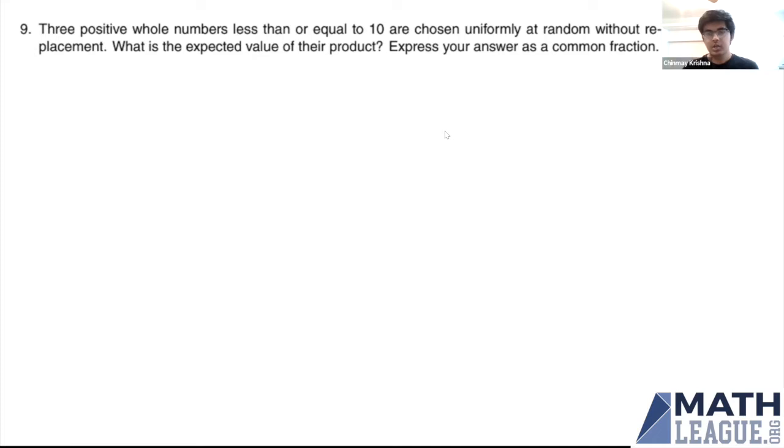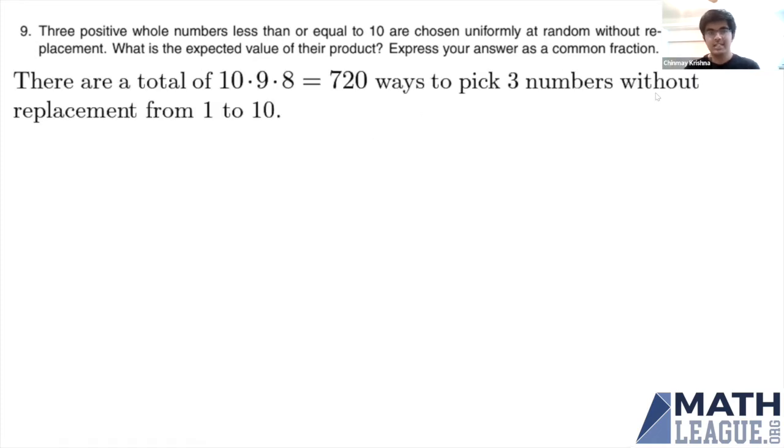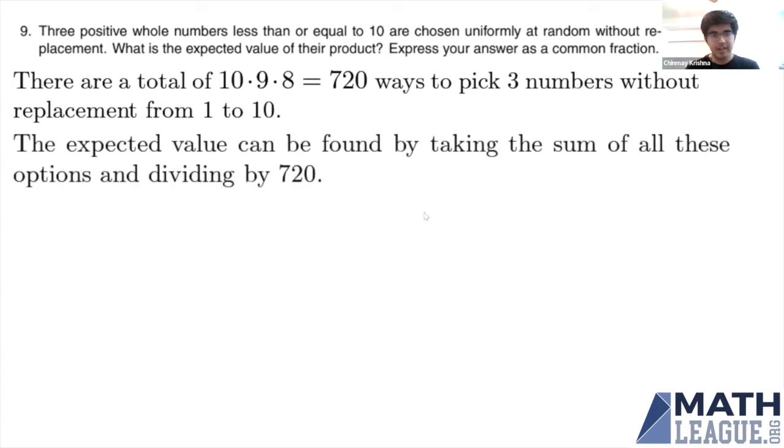So there's a total of 10 times 9 times 8, so 720 ways to pick 3 numbers without replacement from 1 to 10, since the next number can't be one of the ones that we've already chosen. So what we need to find is the sum of all the products of each of these 720 ways, and then divide it by 720 to find the expected value.